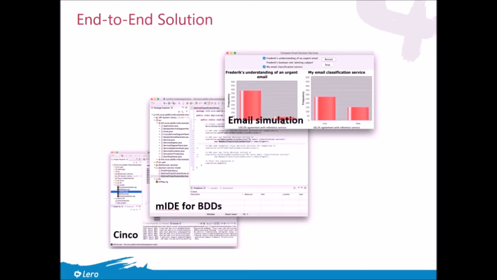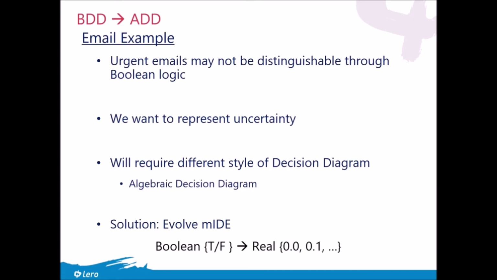So you can define from start to finish in a low-code environment. Let's say BDD, we want to go over to an algebraic decision diagram, over to an ADD. So urgent emails may not be distinguishable through Boolean logic, so true or false may not be enough. There might be uncertainty. Maybe we're not certain whether something's urgent or not. There might be an 80% chance. To represent uncertainty, we'll require a different style decision diagram, an algebraic decision diagram.